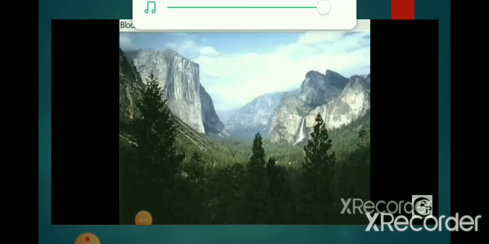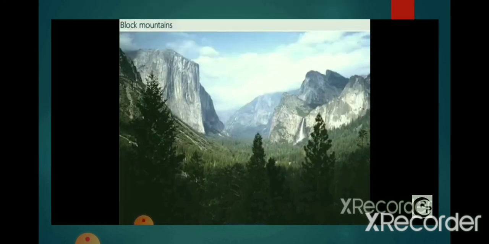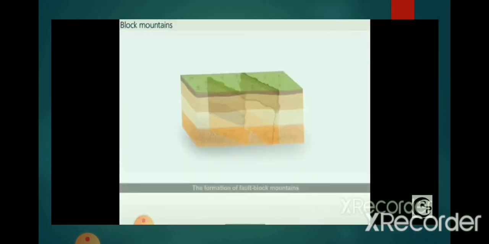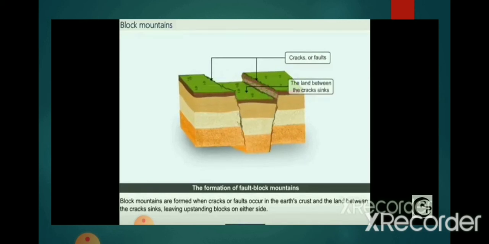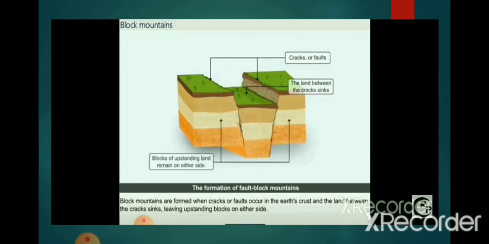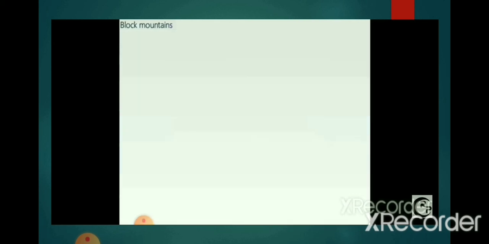You can see Block Mountain here. The block mountains are formed when cracks or faults occur in the earth's crust and the land between the cracks sinks, leaving upstanding blocks on either side. Block mountains are also known as fault block mountains.